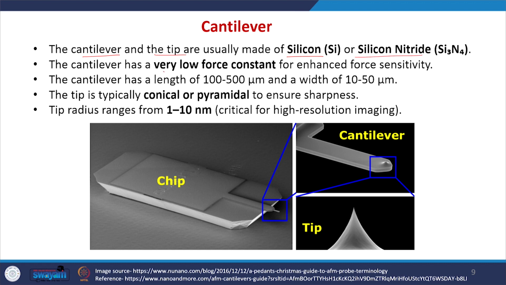The cantilever has a very low force constant for enhanced force sensitivity, and the tip is typically conical or pyramidal to ensure sharpness. The tip radius ranges from 1 to 10 nanometers, which is critical for high resolution imaging. Let us see the working principle of AFM.